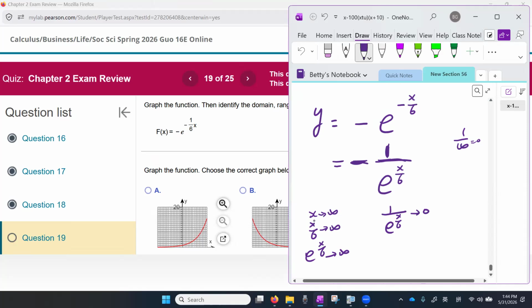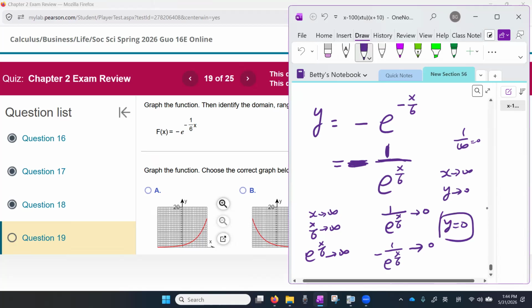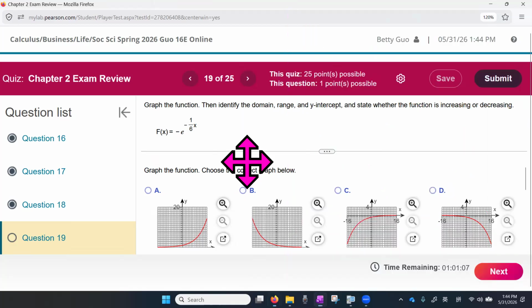And negative 1 over e to the power of x over 6 also approaches 0. The positive or negative doesn't really change the limit. So that means when x approaches infinity, y approaches 0 from below. So y equals 0 is a horizontal asymptote. Which one has a horizontal asymptote y equals 0? This one.